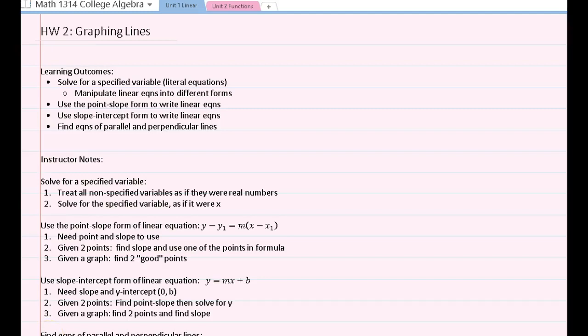This video will introduce the topic of graphing lines as well as writing equations of lines. Our learning outcomes will be to solve for a specified variable, as well as to manipulate linear equations into different forms. We will use the point-slope form to write linear equations. We will also use the slope-intercept form to write linear equations, and we should also be able to find equations of parallel and perpendicular lines.